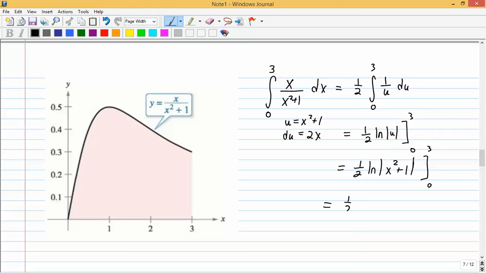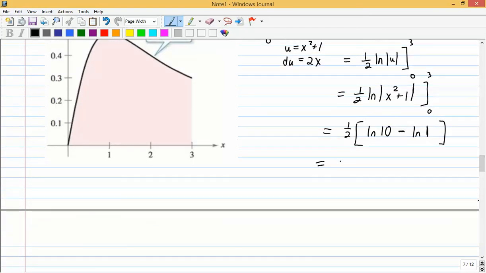Alright, so this is 1/2. Since that's a constant on the outside, I'm going to multiply that back in at the end. So this is 1/2 times, now I'm going to plug in a 3. So that's the natural log of 3 squared, which is 9 plus 1, 10. So natural log of 10 minus, now plug in your 0. It gives you natural log of what? 1.